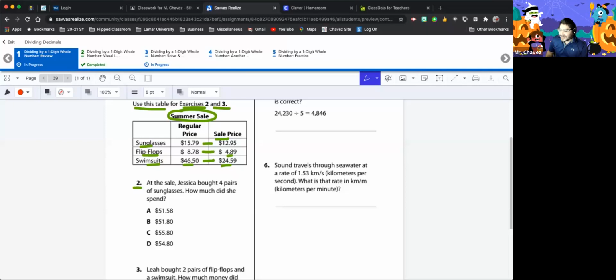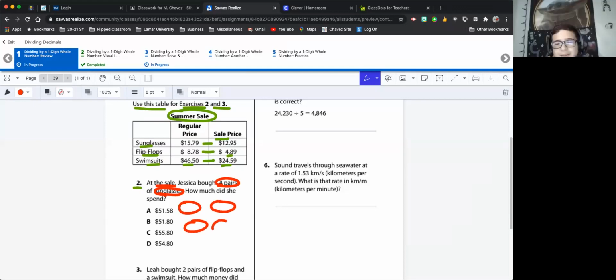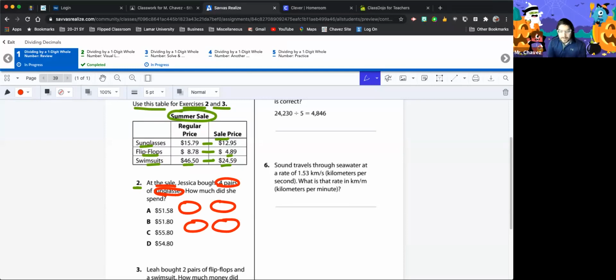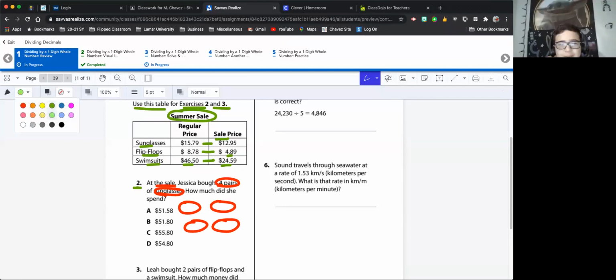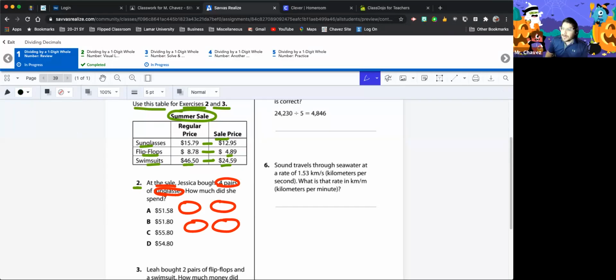So right here, number 2 at the sale. I wish they had PlayStation 5s on sale. Jessica bought 4 pairs of sunglasses. So let's use a picture to help us draw this. So let's draw 4 little circles. 1, 2. Why so much? Why is she needing that many sunglasses? It's okay.